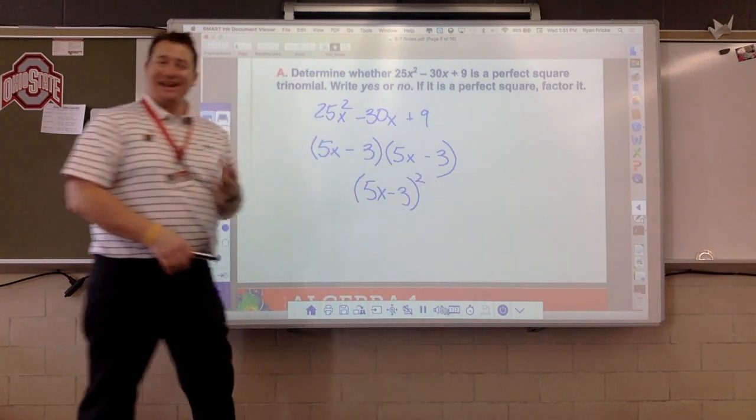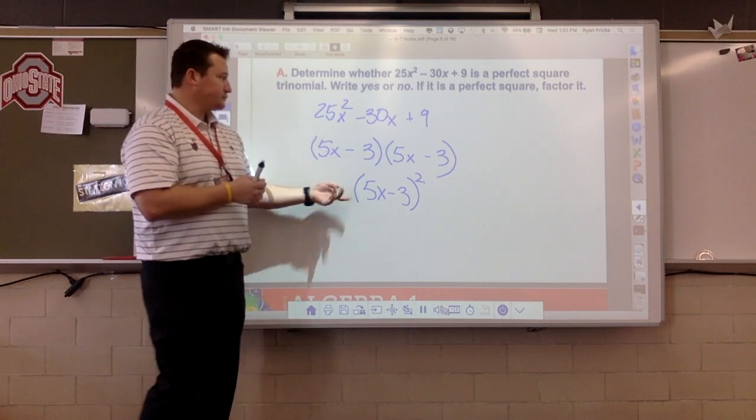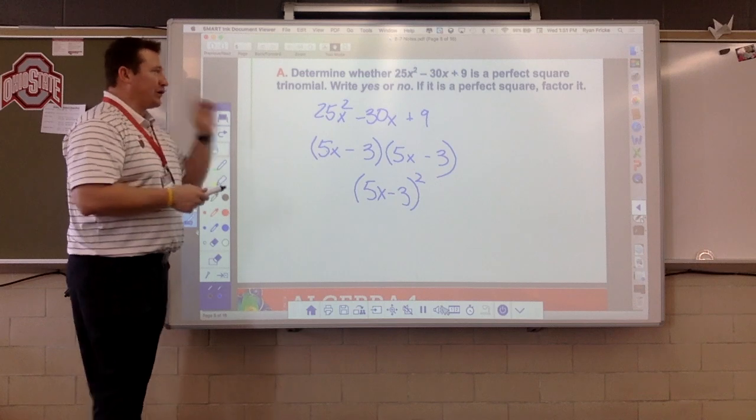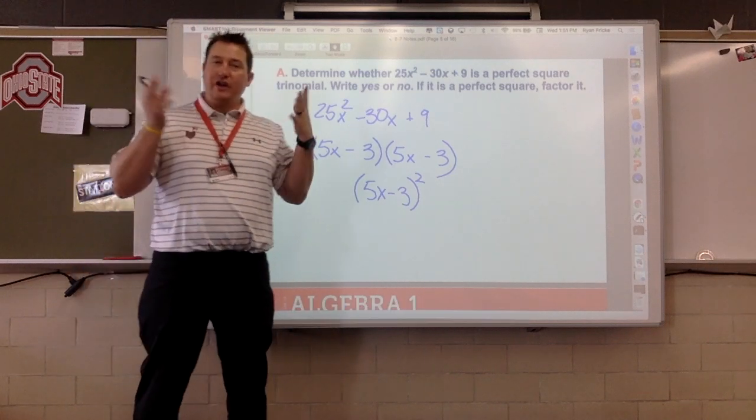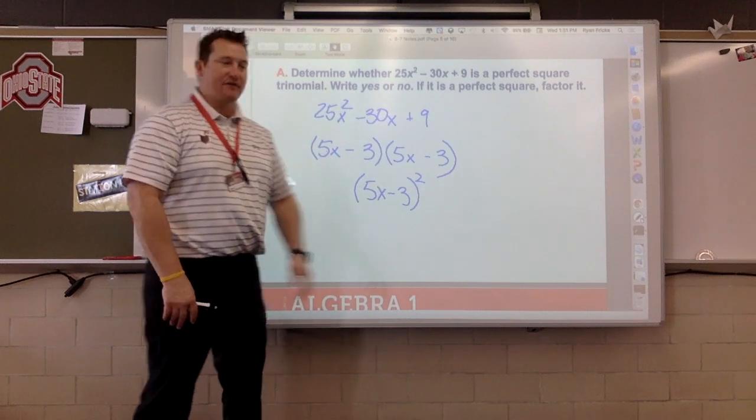You could write it like that. It means the same thing. I'd say most of us will probably leave it here, okay? So yes, this is a perfect square trinomial. Why do we call it a perfect square trinomial? Because it's made up of these perfect squares right here, 25 and 9.